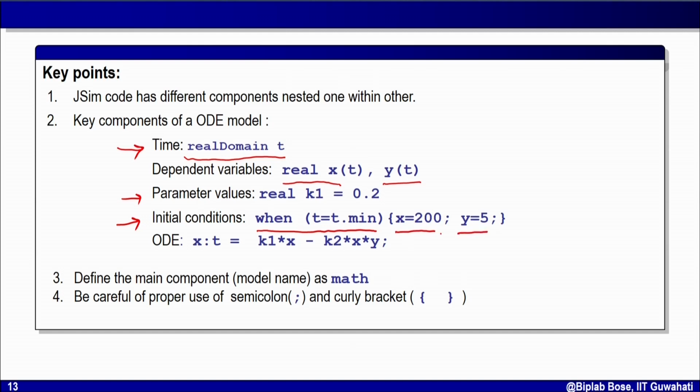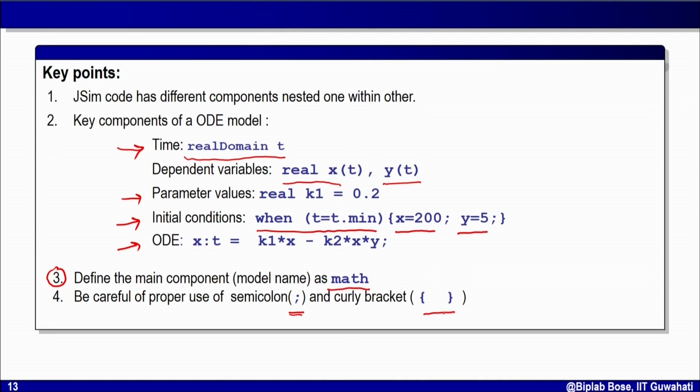This is the format by which you write and tell JSim this is the initial condition, and you define the ODE. And remember one key point: the main component is the name of the model that you choose, and define that as a math type. Otherwise, JSim will not understand that it is a mathematical problem. Be careful about semicolons and curly brackets. These are common mistakes we make very frequently, where we miss a semicolon in the right position or miss a curly bracket in the right position.